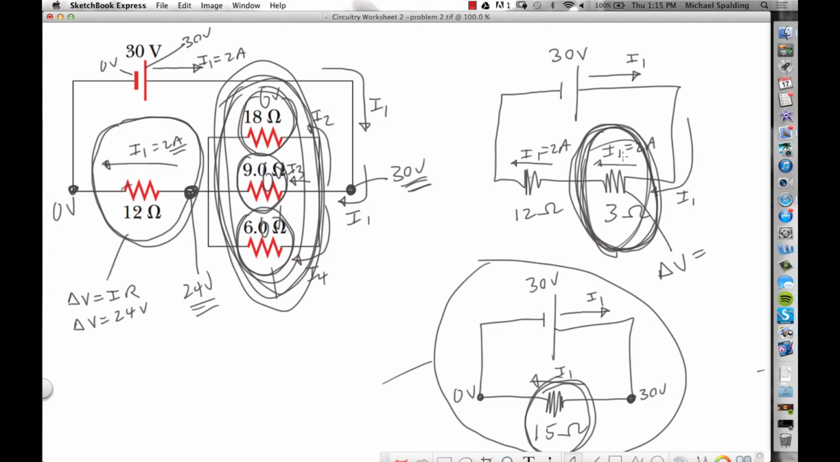6 volts, because delta V equals IR. What's the current through that resistor? 2, and then the resistance is 3. 2 times 3 is 6. So that's another way to do it. So anyway, that answers number 5. The voltage across is 24, 6, 6, and 6.